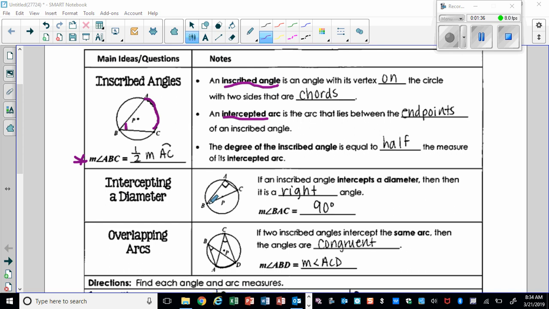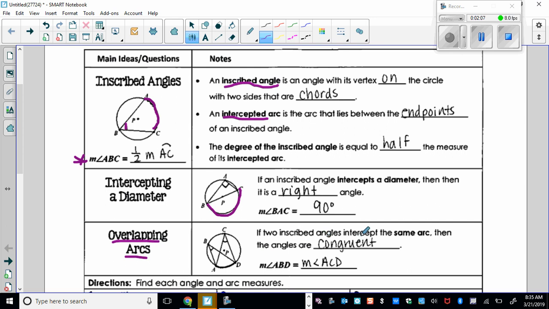See how BC is the diameter of the circle, and BAC would be a 90-degree angle because the intercepted arc is half of the circle. This is 180 degrees. So the inscribed angle, because it intercepts the diameter, or half of the circle, would be a 90-degree angle. And the third thing you need to remember is overlapping arcs.